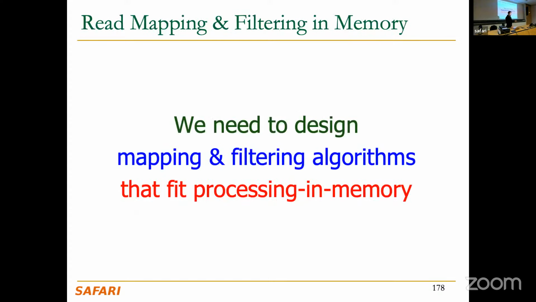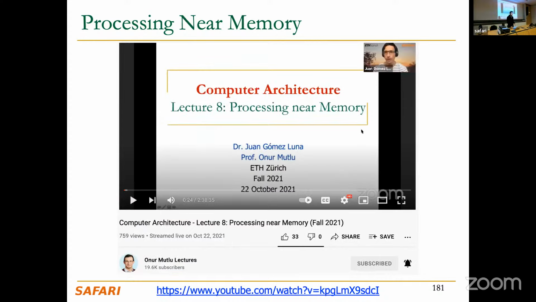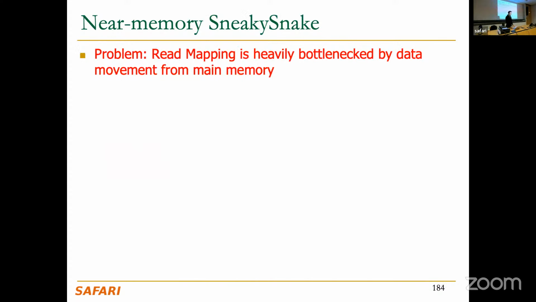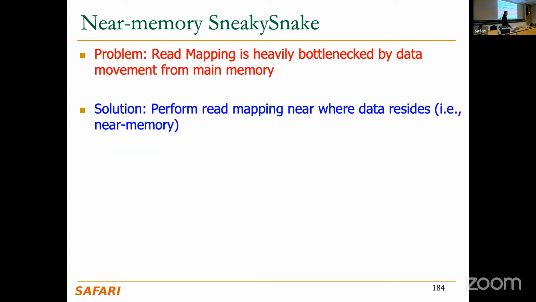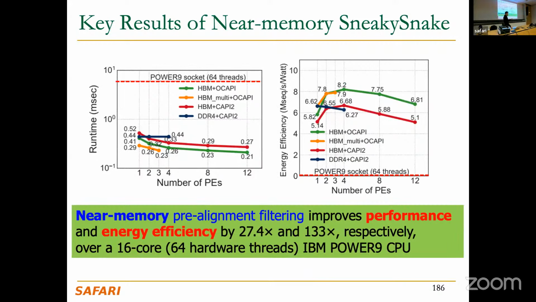I also mentioned the problem related to data movement. We're also doing lots of work on processing data in memory or near memory, and if you want to learn about these, you can watch these videos. You can find the links in the slides. This is also nice work on how we can exploit near-memory computation to perform pre-alignment, namely Sneaky Snake. In this case, we map the Sneaky Snake problem to be performed in near memory so that we can reduce the data movement. Doing so, we can also improve energy efficiency and performance significantly just because we reduce the data movement overhead.